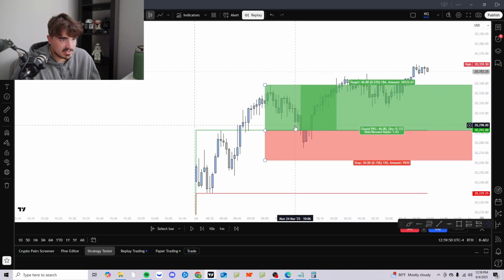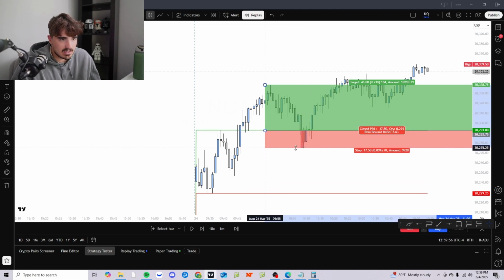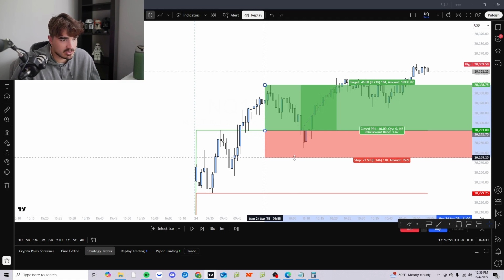What do you see here? Price came down, price tapped ORB and held. You see a little bit of down draw. It's okay because we trust our system. You see 18 points of down draw. Doesn't matter. We trust our system.